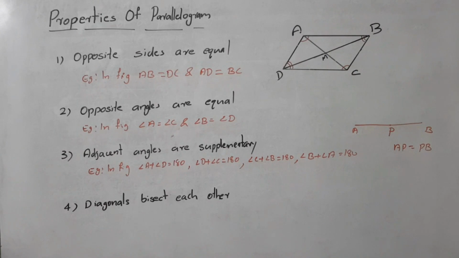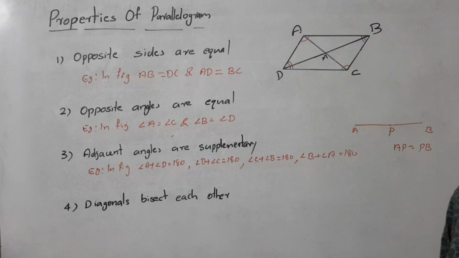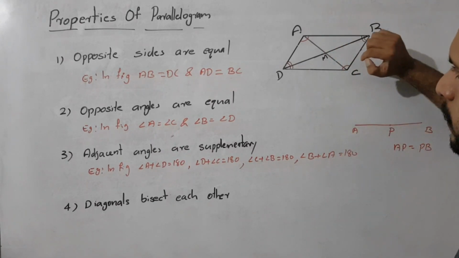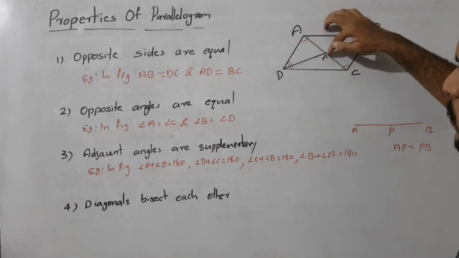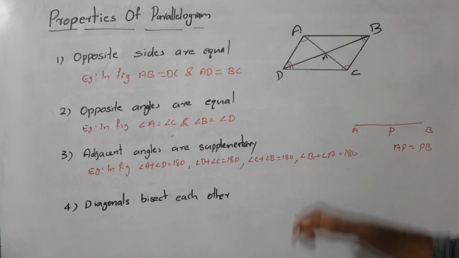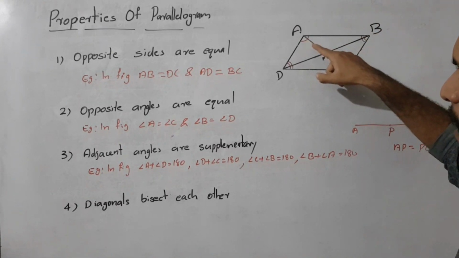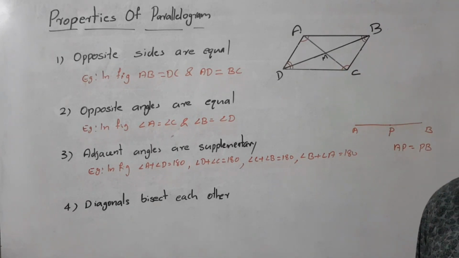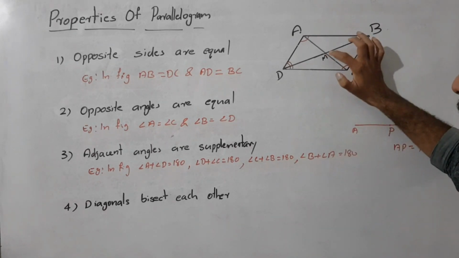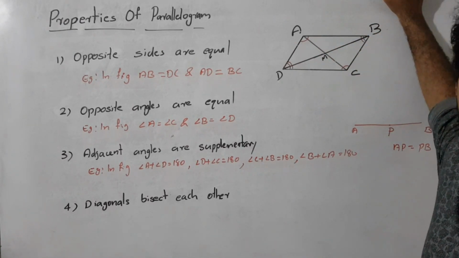But the statement also says DB bisects AC. DB bisects both, AC as well. If DB bisects AC, what are equal? AM is equal to MC. This happens only if M is the midpoint of AC. So M must be the midpoint of AC.